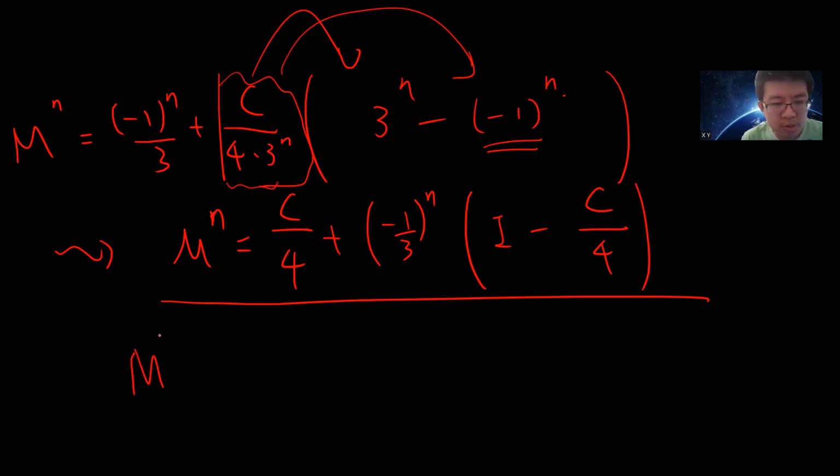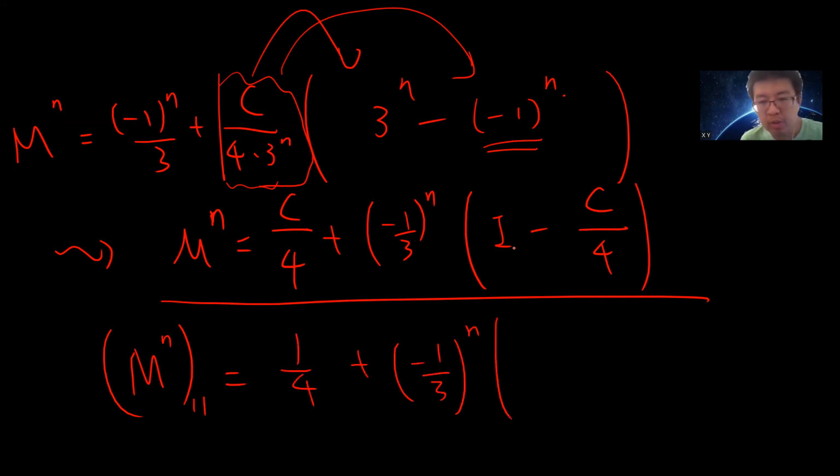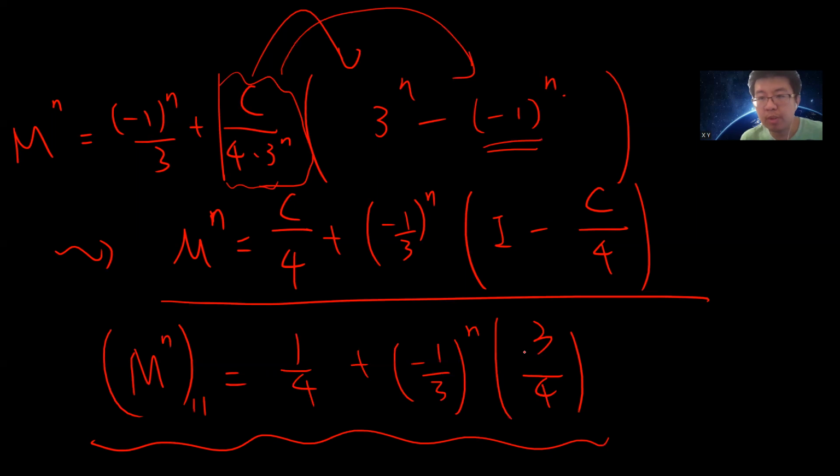So what's M to the n, 1,1? 1,1 means the 1,1 coefficient. So C11 is 1, and the 1,1 is 1 plus (-1) to the n divided by 3 to the n, times 1 minus 1 divided by 4. So this is 1 divided by 4 plus (-1) to the n over 3 to the n times 3 divided by 4.